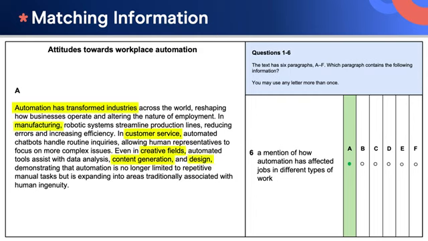The paragraph mentions changes to different types of work, including manufacturing using robotic systems, customer service using chatbots, and creative fields for data analysis, content generation, and design. Did you notice that this is the second question that has paragraph A as the answer? We know this is allowed because the instructions say you may use any letter more than once.